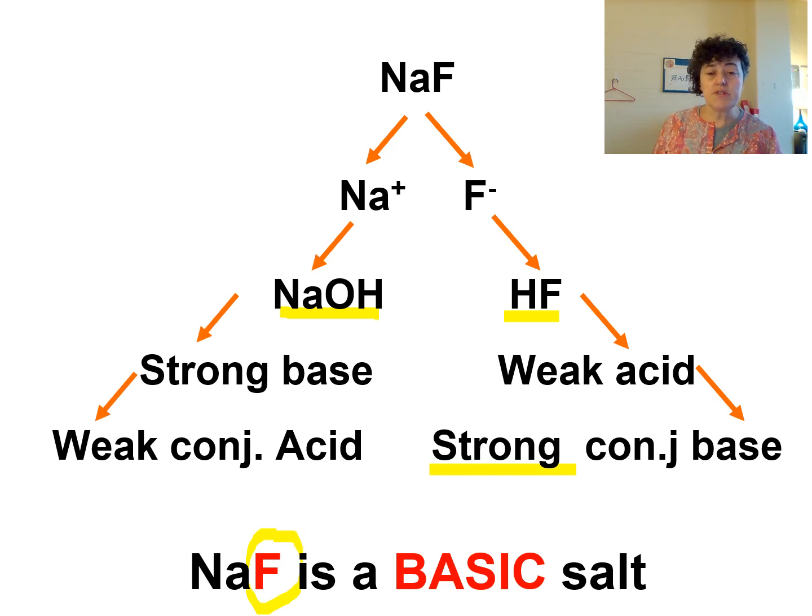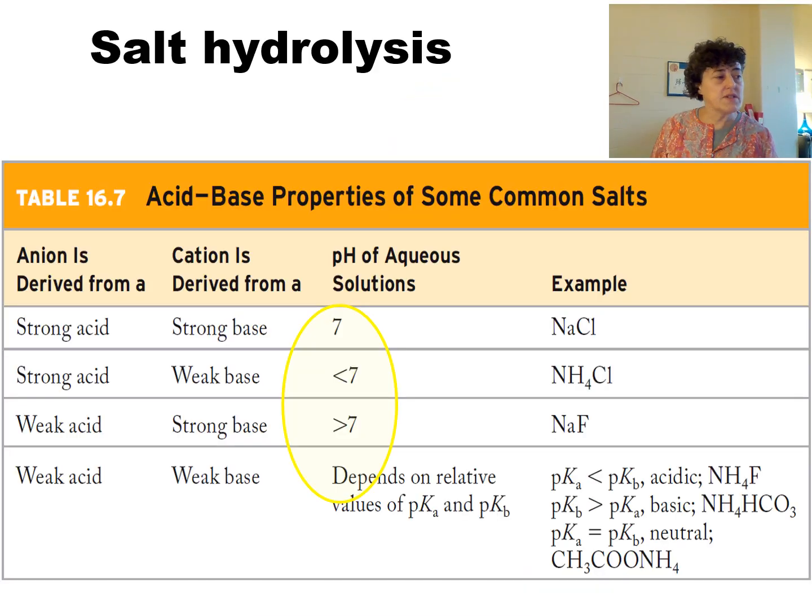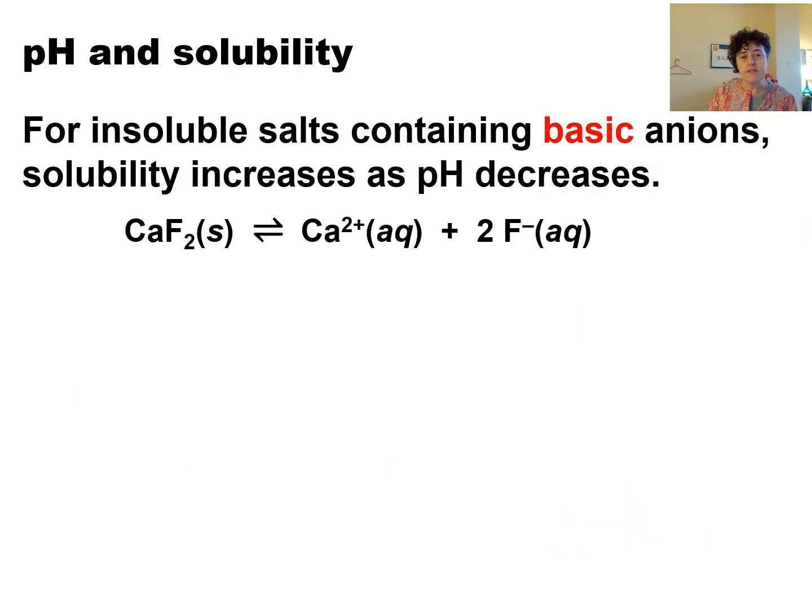So when a salt is either basic or acidic, its solubility is going to be affected by the pH. So this is a table that just summarizes different properties depending on the parent base or acid and the effect on the pH of the solution. What is the effect of pH on solubility?